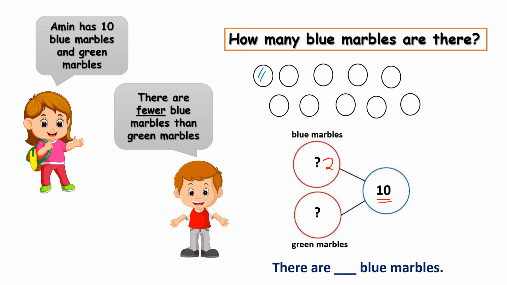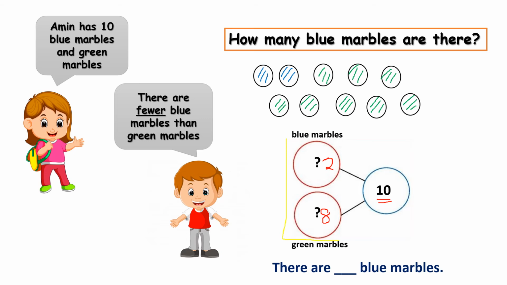So if there are two blue marbles, then there will be 1, 2, 3, 4, 5, 6, 7, 8. So there are 8 green marbles.